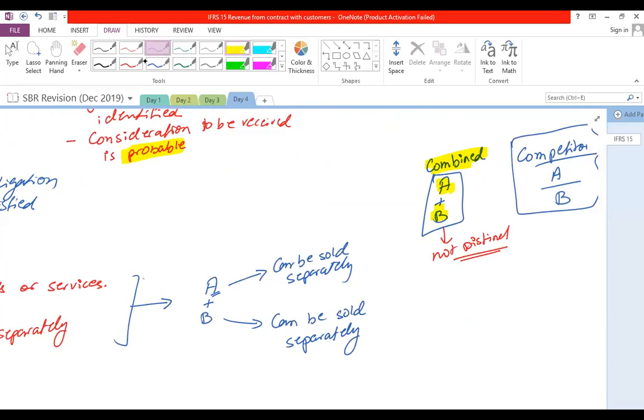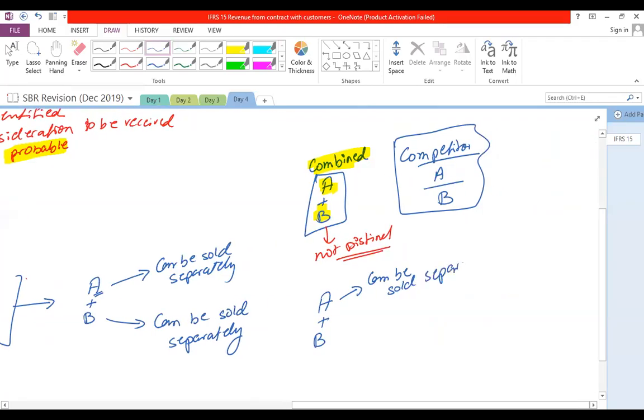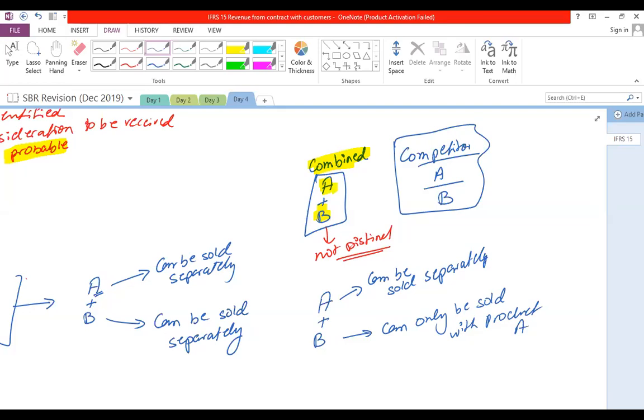Now one more question. Let's suppose again we have two products, product A and B. A can be sold separately, but B can only be sold with A. This can only be sold with product A. Now in this case, are these distinct or not? Imran is saying no. Are these goods distinct or not? Hannah is saying A is but B is not.